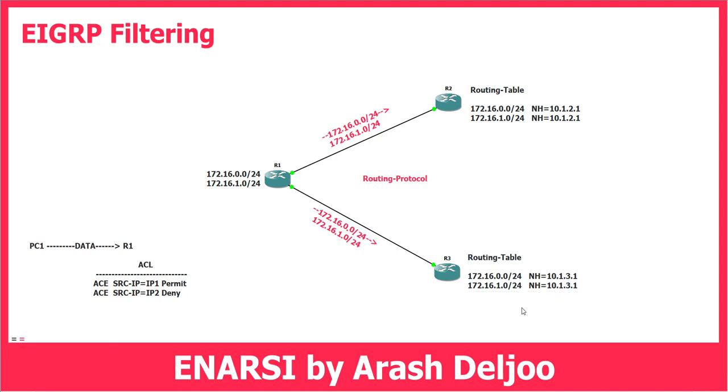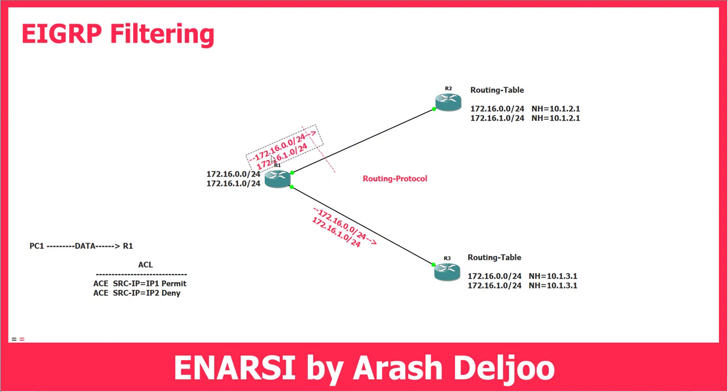But now you can apply one filter. For example, assume that in router 1 we are configuring one filter. This filter is not a filter for the real data. Actually, this filter doesn't act on the normal traffic. It means if the user sends traffic, this filter doesn't work on the user traffic. This filter only works over the routing update.